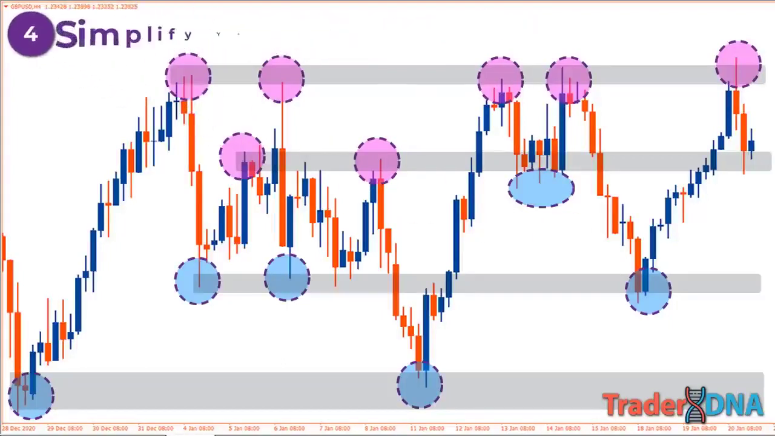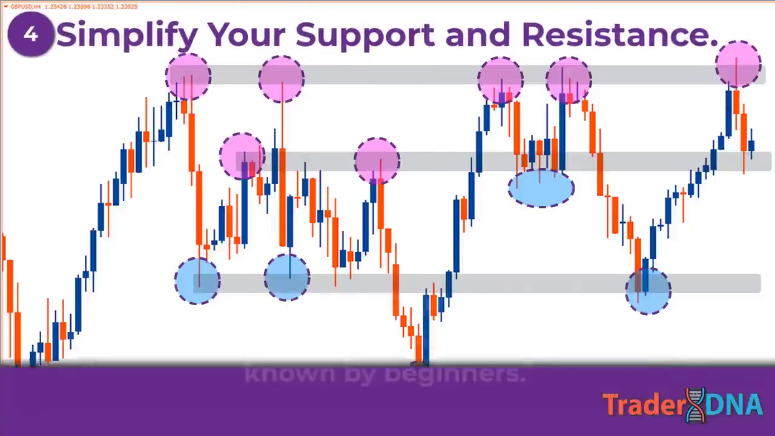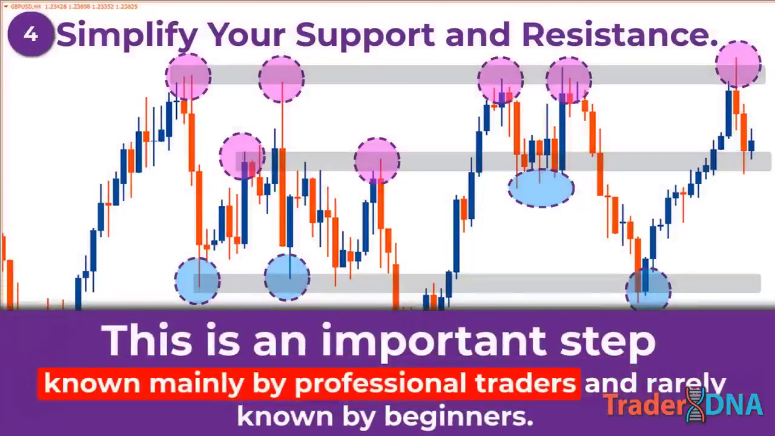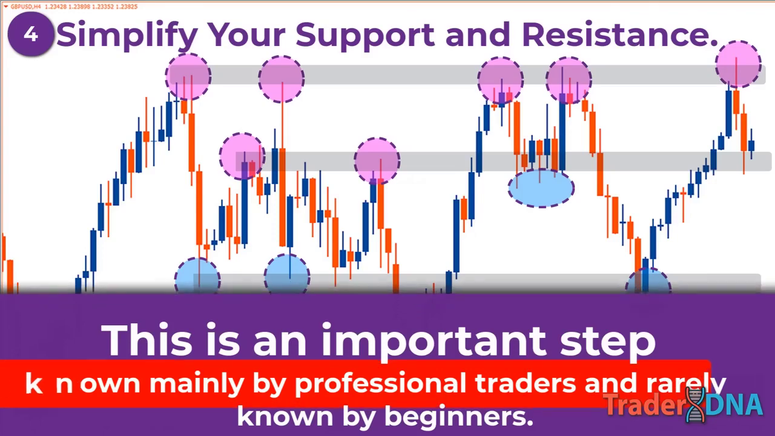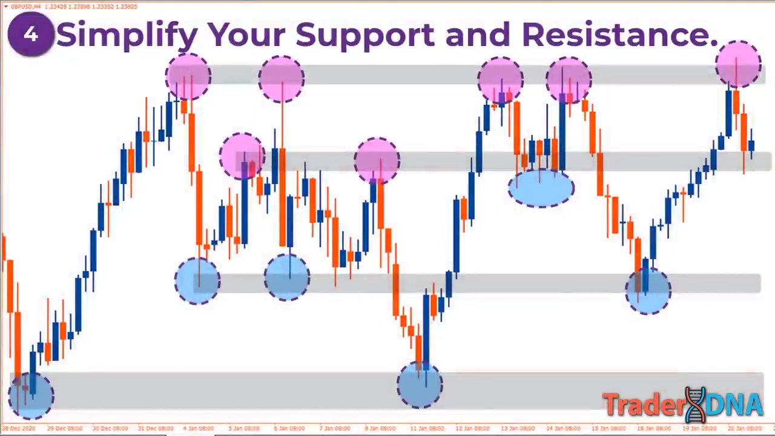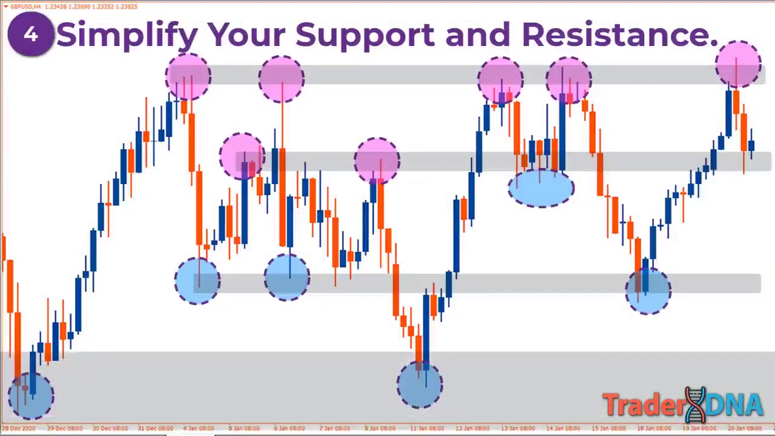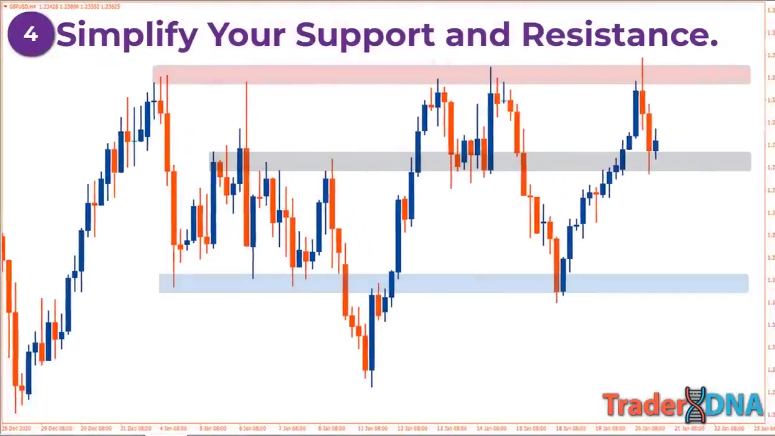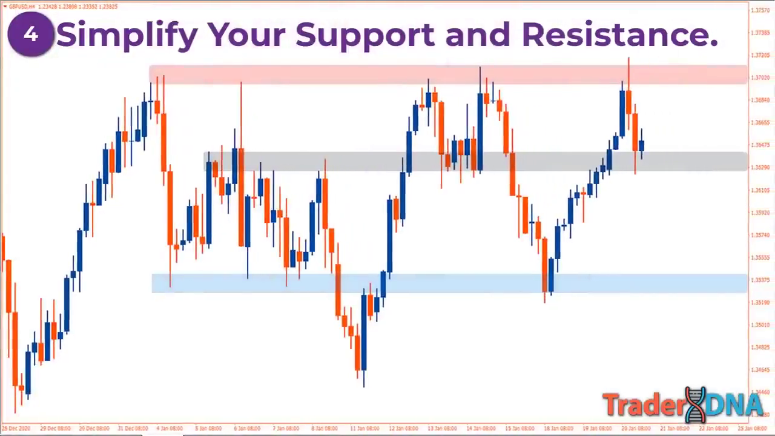Step 4. Simplify your support and resistance. This is an important step known mainly by professional traders and rarely known by beginners. This is one of the reasons why beginners often make mistakes when using support and resistance in their trading strategy. So, now, remove all areas that are not close to the current price. The reason is that you don't need them right now, and they will only confuse you. If the price jumps dramatically, you can always redraw your support and resistance areas. But for now, focus on levels that are only a few pips away from the current price, and pay more attention to levels that have shown strength or have been tested twice or more.